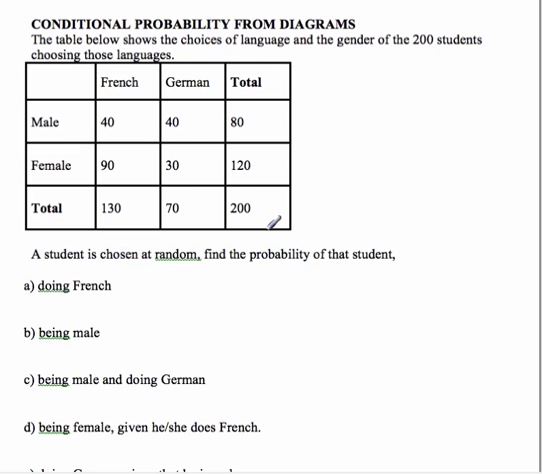Those 200 total students. Students chosen at random, find the probability that the student is doing French. Okay, how many students are doing French? A total of 130 are doing French. So that probability is 130 out of 200. Simplify, that's actually 13 out of 20.